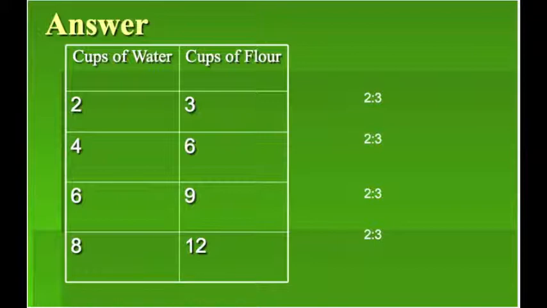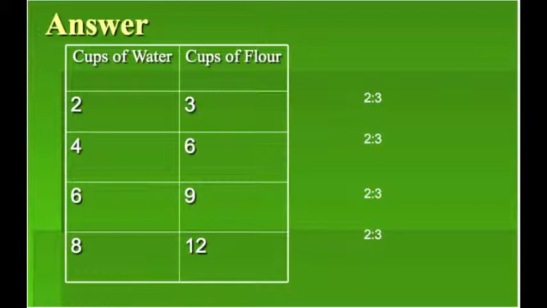Can you list all the possible recipes for the mixture in order in a table? Let's start with the ratio that uses the smallest whole numbers. Is there an equivalent ratio that uses smaller whole numbers than the ratio 2 to 3? No, so you start with 2 to 3.